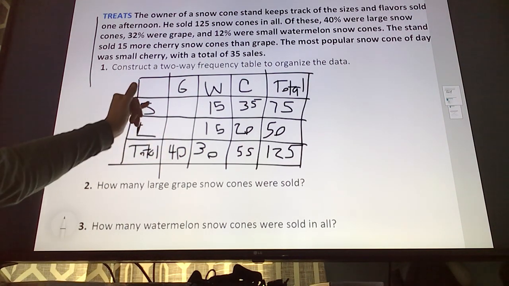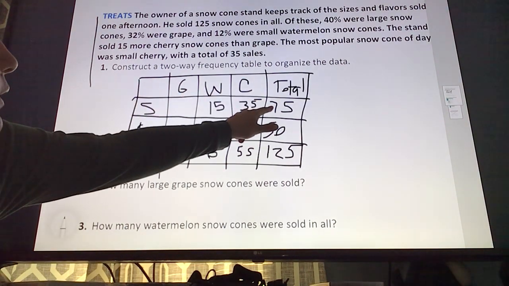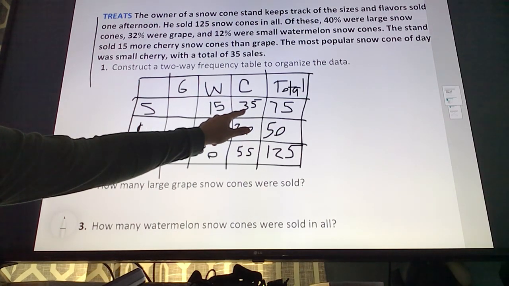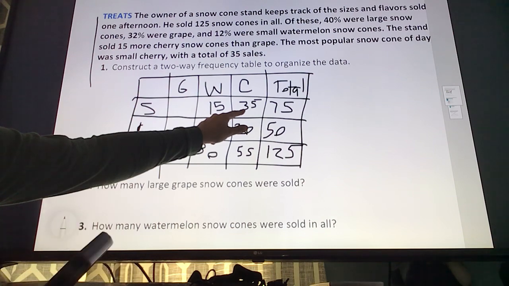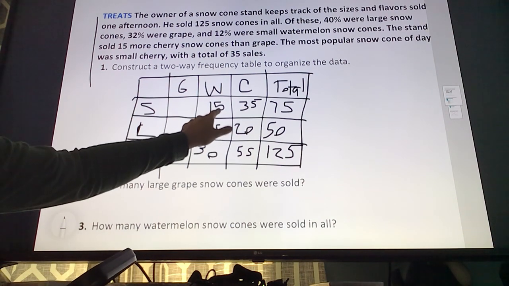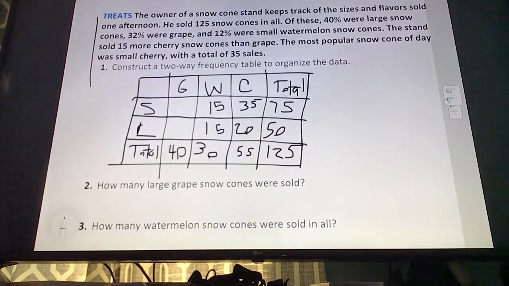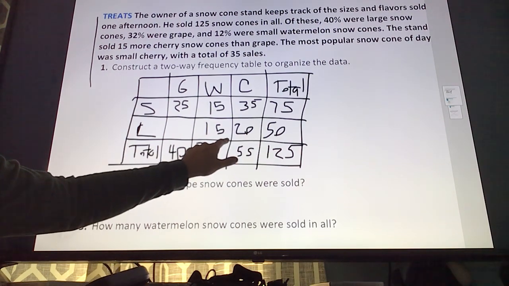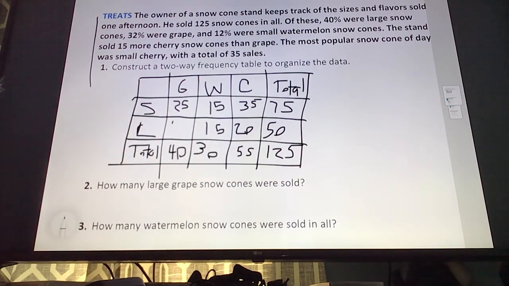And now I can go this way. I know I sold a total of 75, so I can say 75 minus 35 minus 15 is 25. And then same here: I've got 50 minus 20 minus 15, which is going to give us 15.